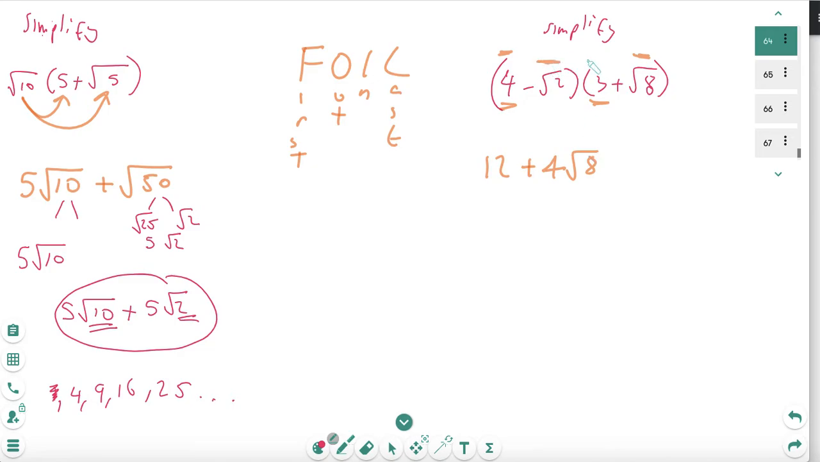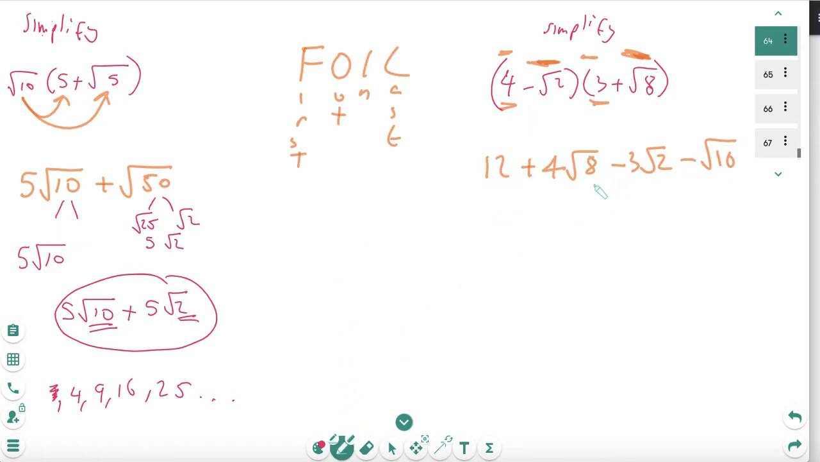Inner terms. Negative root 2 times 3, so minus 3 root 2. And then last, negative root 2 times root 8. So remember, it's negative root 2 times root 8, the last term in each bracket. Root 2 times root 8 is root 16. And the negative and the positive is a negative. Negative root 16. Boom.